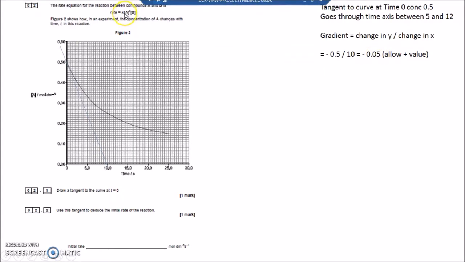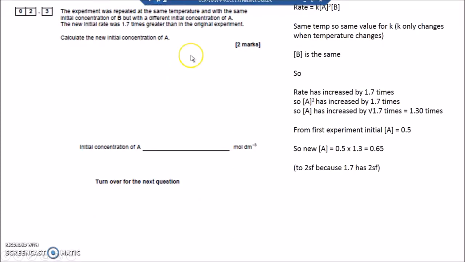So since these other two are staying the same, K is staying the same and B is staying the same, A squared must have increased by 1.7 times as well. So if the rate's increased by 1.7 times and K and B are staying the same, A squared has increased by 1.7 times. So how much has A changed by? A has changed by the square root of 1.7. A has changed by 1.3 times what it was in the original experiment.